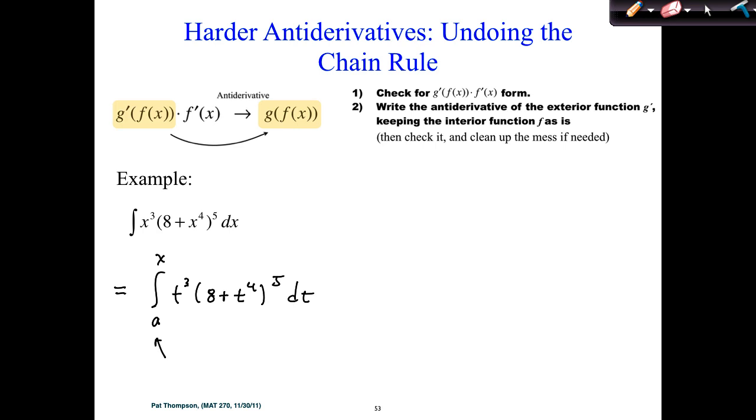So you could choose a different starting point. So the a makes for many possible net accumulation functions, right? That have that rate.